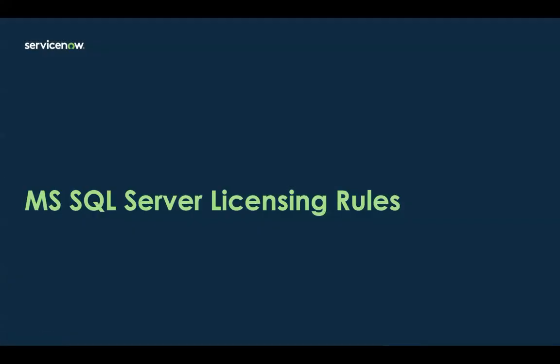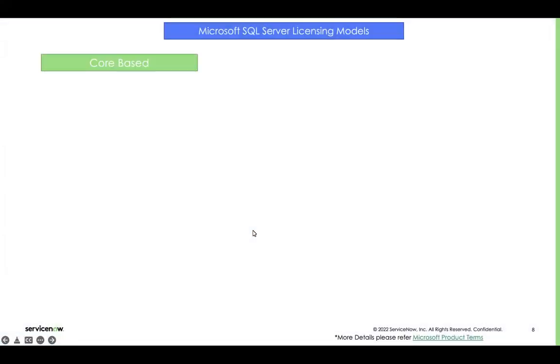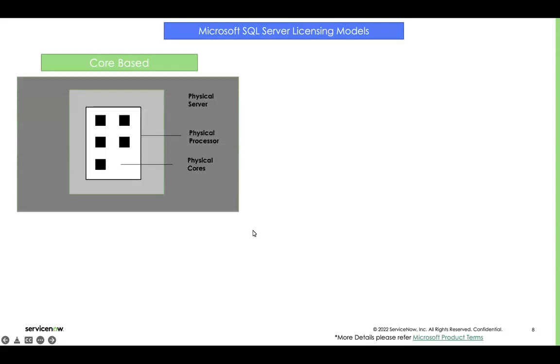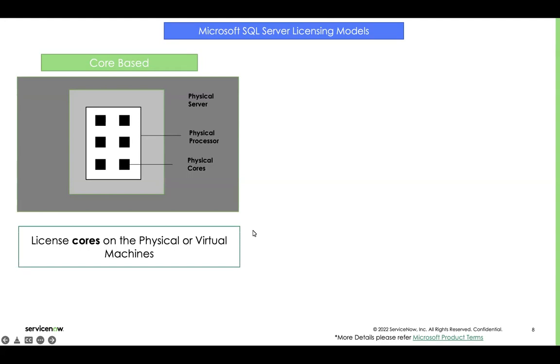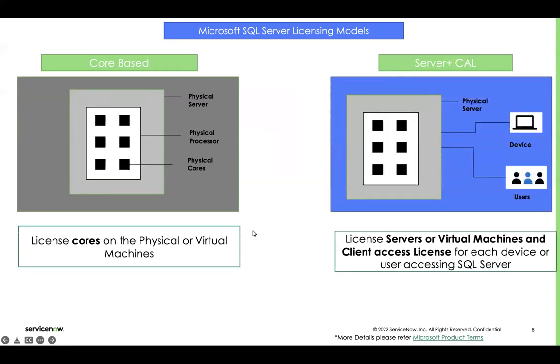Now, before we go into the feature details, let's spend some time to understand the licensing rules. Of course, we'll not go into details about the licensing rules, but it makes sense to just go over them in a brief view. So we know that there are two types of licensing models. One is the core-based licensing model, and the other one is the Server-CAL licensing model. In the core-based licensing model, we license cores on the physical or the virtual machine, whereas in the Server-CAL model, we license servers or virtual machines and client access licenses for each device or user accessing the SQL Server.